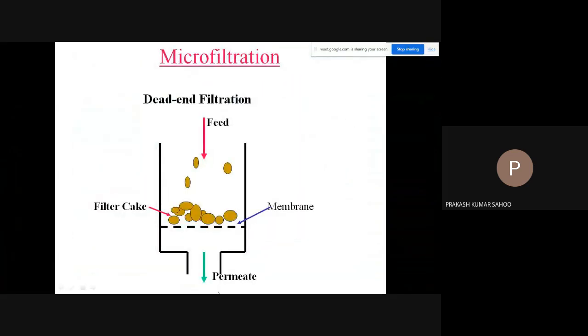This is microfiltration, where the membrane has a pore size of 30 angstrom to 200 angstrom, and these are the samples here. With the application of external pressure, this will be the permeate. So this will be separated. This is microfiltration.